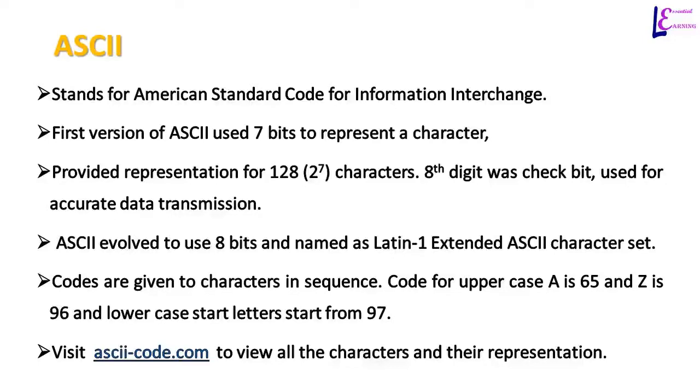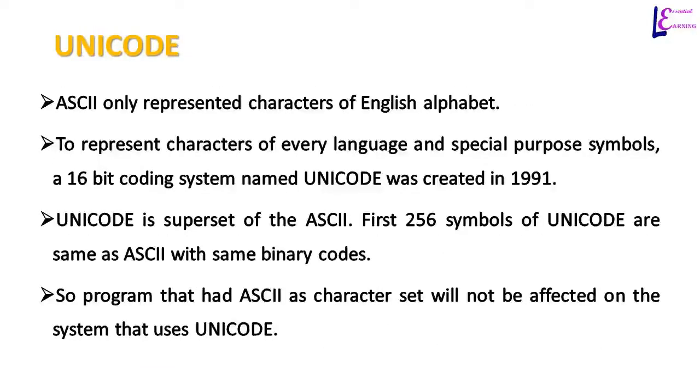The eighth bit was a check bit that was used for accurate data transmission. ASCII evolved to use 8 bits and was named the Latin 1 extended ASCII character set. It provided representation for 256 characters. Codes are given to characters in sequence. Codes for the uppercase alphabet start from 65 and the lowercase alphabet starts from 97. With 8 bits, ASCII could only represent characters of the English alphabet.